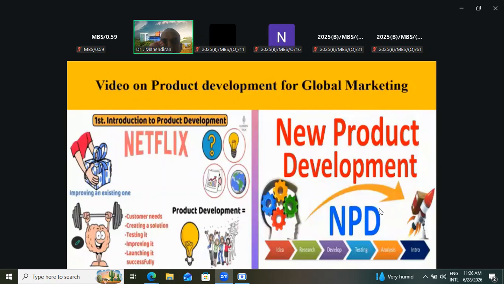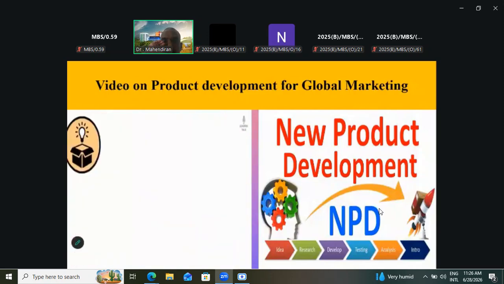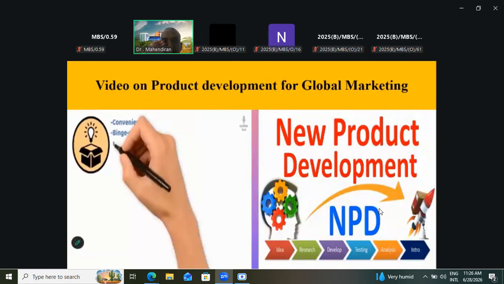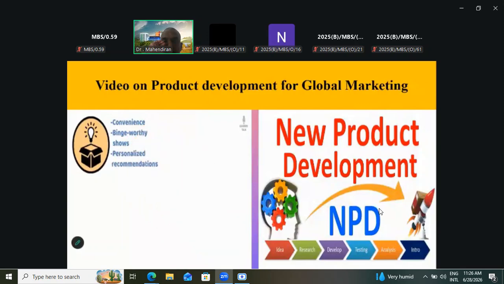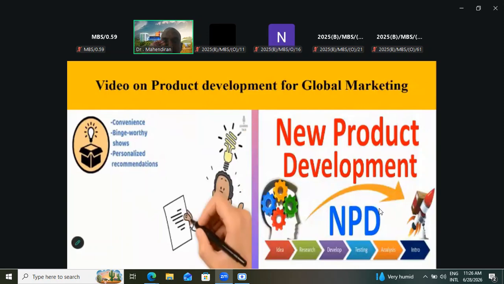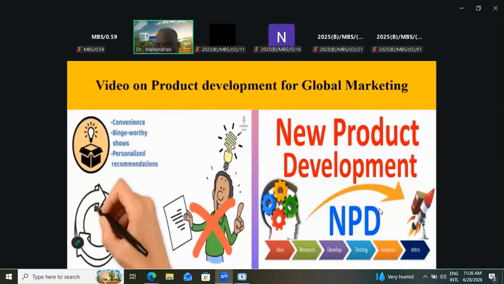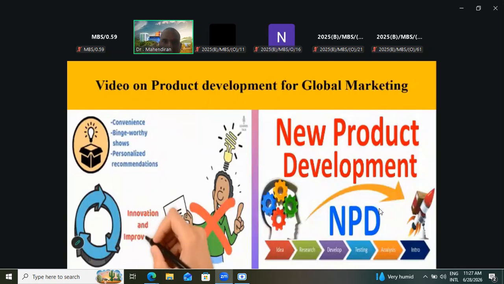For example, think of Netflix. It started as a DVD rental service. Today, it's a streaming giant, constantly developing its product based on what people want: convenience, binge-worthy shows, personalized recommendations. In short, product development is never a one-and-done job. It's a cycle of innovation and improvement.